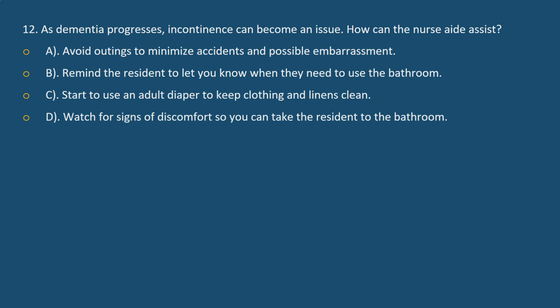Question 12. As dementia progresses, incontinence can become an issue. How can the nurse aide assist? A. Avoid outings to minimize accidents and possible embarrassment. B. Remind the resident to let you know when they need to use the bathroom. C. Start to use an adult diaper to keep clothing and linens clean. D. Watch for signs of discomfort so you can take the resident to the bathroom.